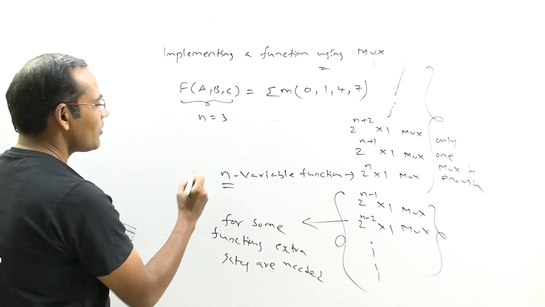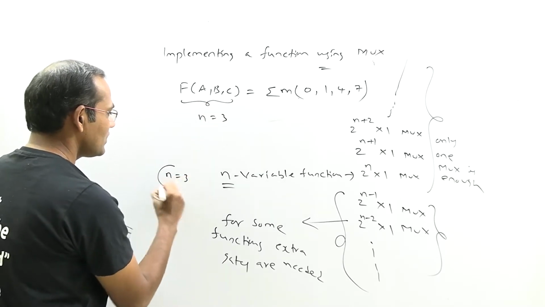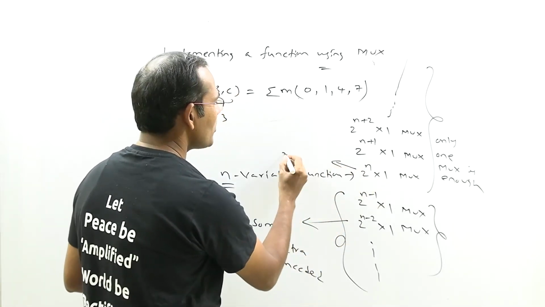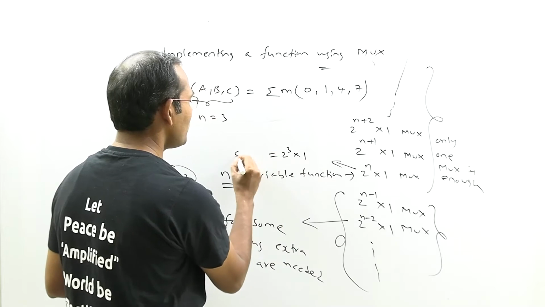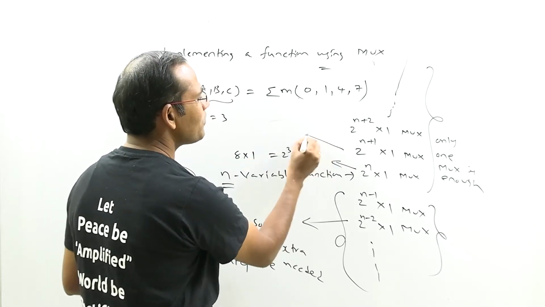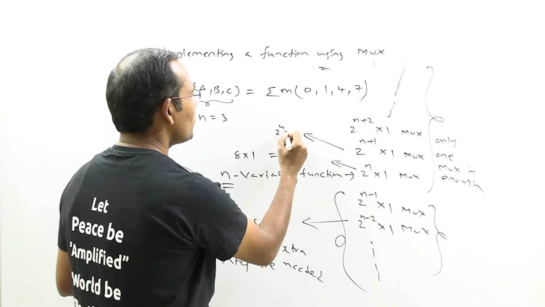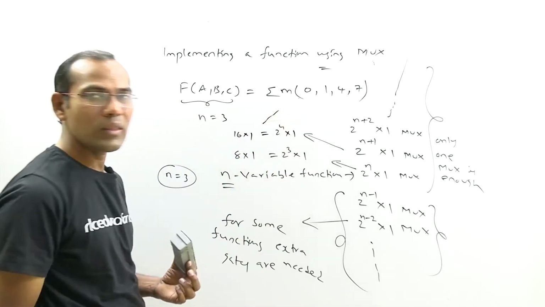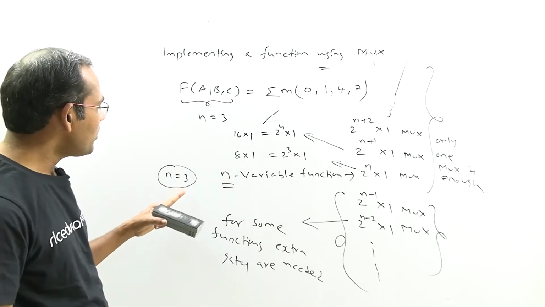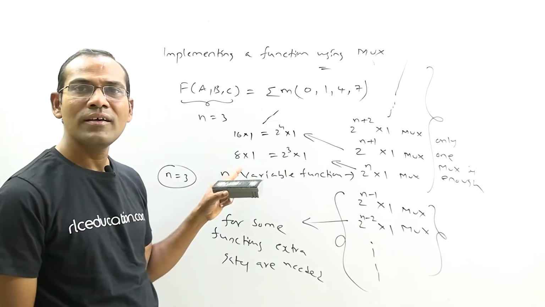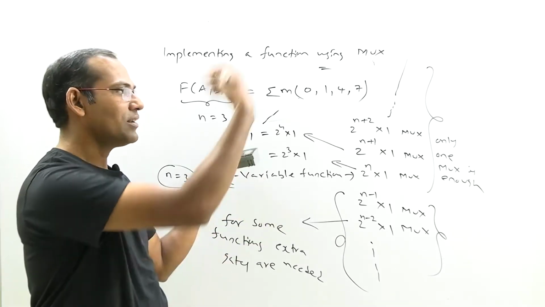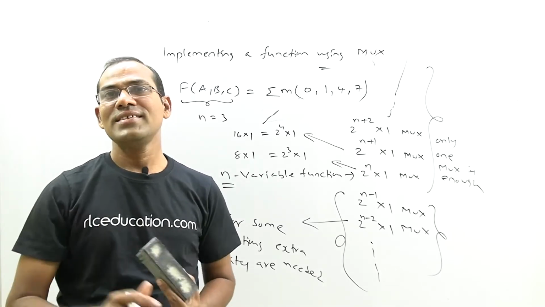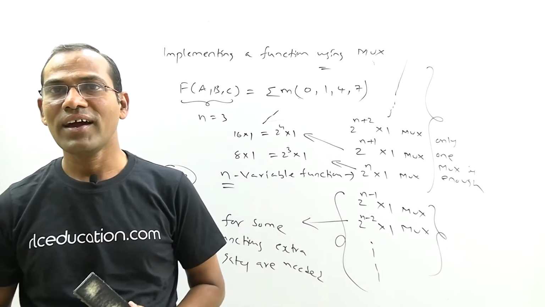I will explain this concept through this example, then you can understand what I am trying to tell. Suppose here n equal to 3. Then 2 power n by 1 mux means 2 power 3 by 1 mux. That means 8 by 1 mux. 2 power n plus 1 means 2 power 4 by 1, that means 16 by 1 mux, and so on. Now, if you implement a 3 variable function by using 8 by 1, 16 by 1, and the next size 32 by 1, and so on, only that mux is enough. No extra gates are required.